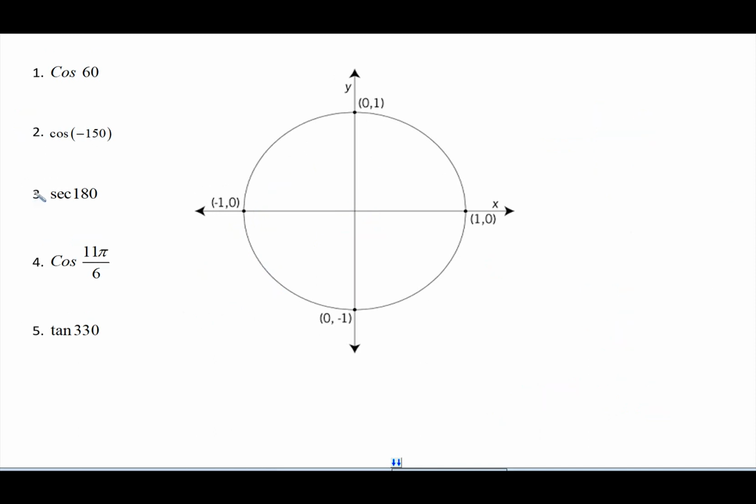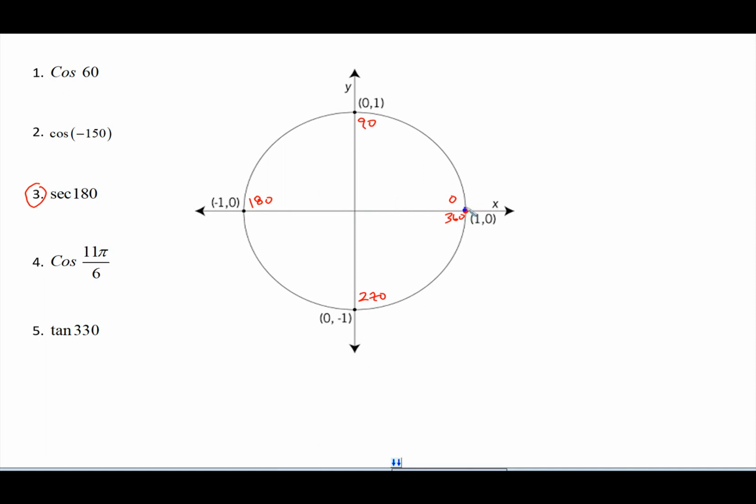All right, so I'm going to do number 3 now. Number 3 is a little bit different, because we're asked to find the secant at 180. There are the 4 special points that we know right here: at 0 degrees or 360, at 90, at 180, and at 270. Anytime you're asked to find any trig ratio at any of these values, you don't need to make a triangle, because you know what the coordinates are already.